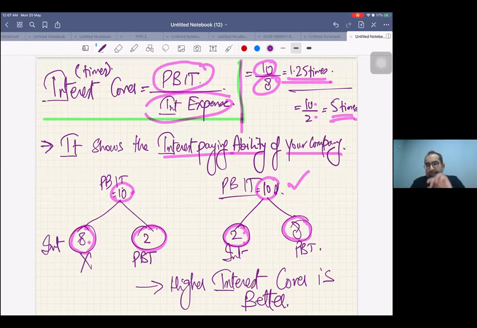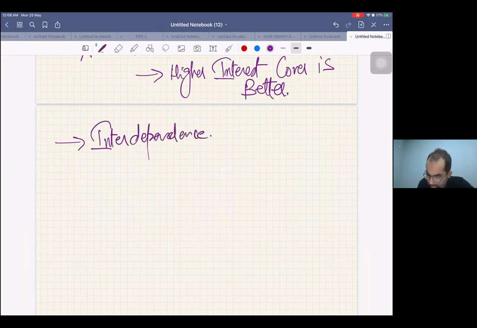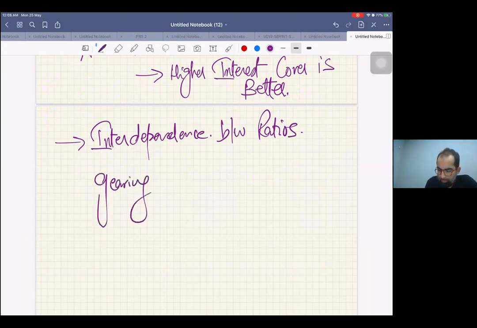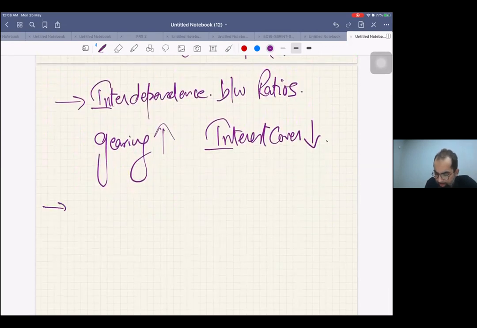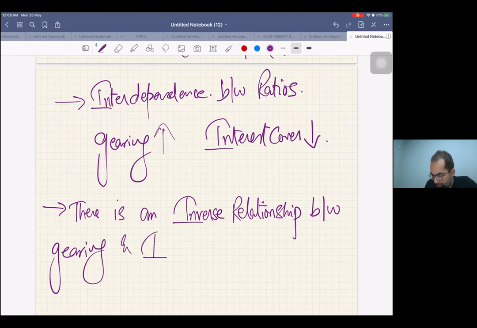Now, let me write one statement, the last statement. Interdependence between ratios. Maybe the spelling is wrong. Interdependence between ratios. There is an inverse relationship between gearing and interest cover.